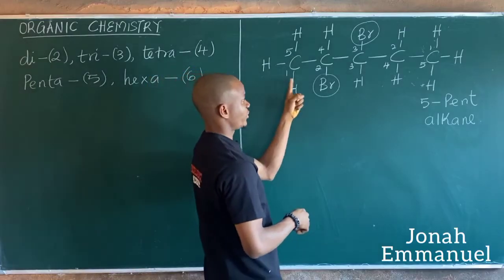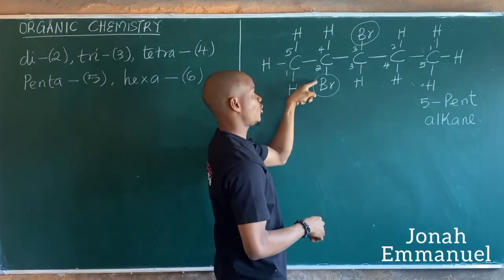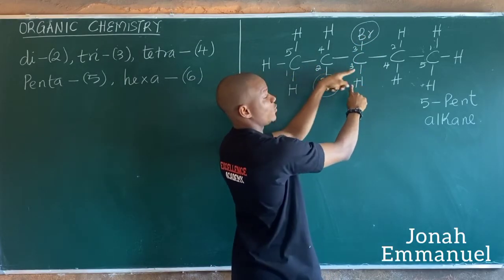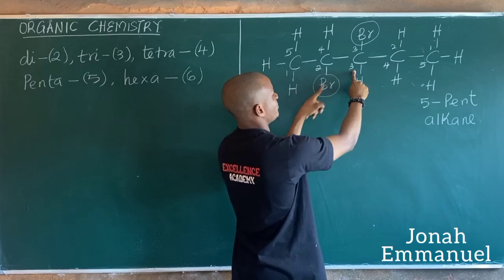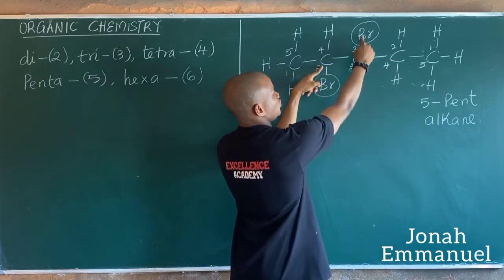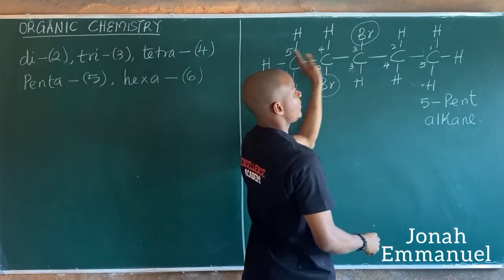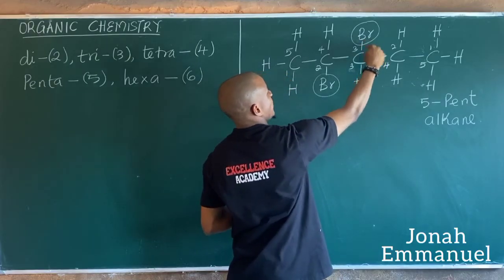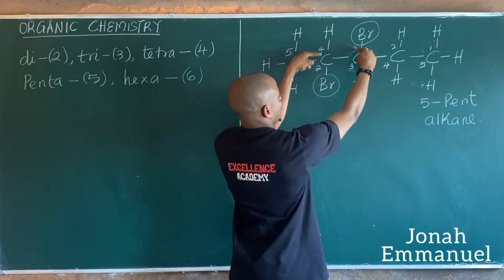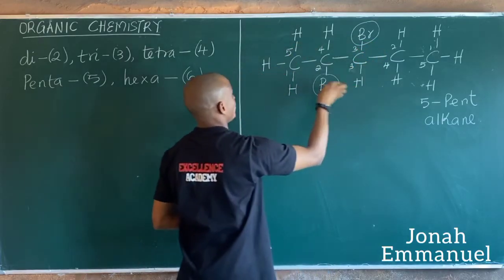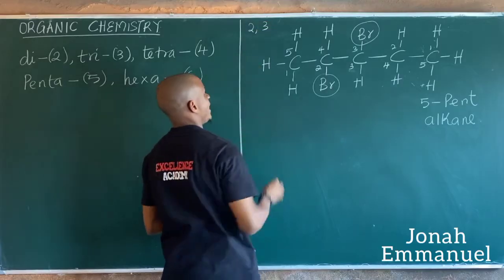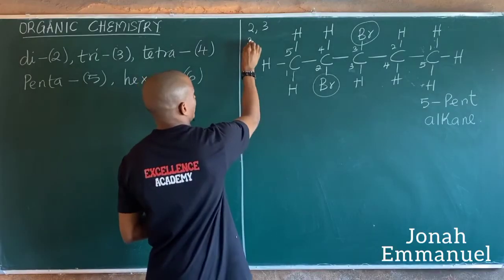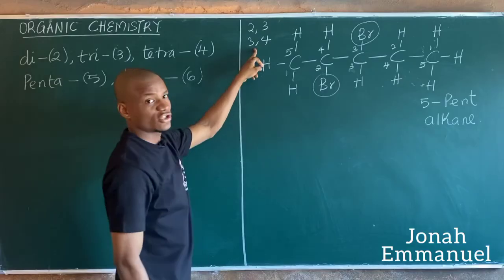If I go with lower numbering, this first bromine occurs at carbon 2, and the second bromine occurs at carbon 3. So from lower numbering, my bromine occurs at carbon 2 and carbon 3. If I go into upper numbering, this is 1, 2, 3. So bromine from upper numbering occurs at carbon 3 and carbon 4. From lower numbering, 2 and 3 are the positions of bromine. From upper numbering, 3 and 4.